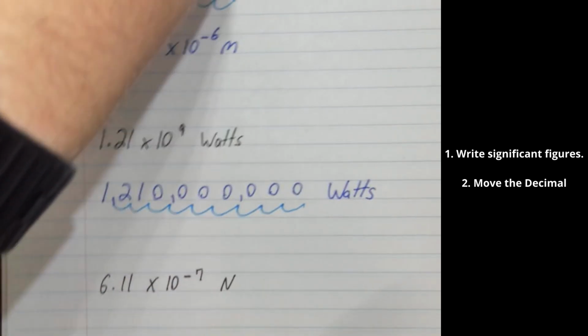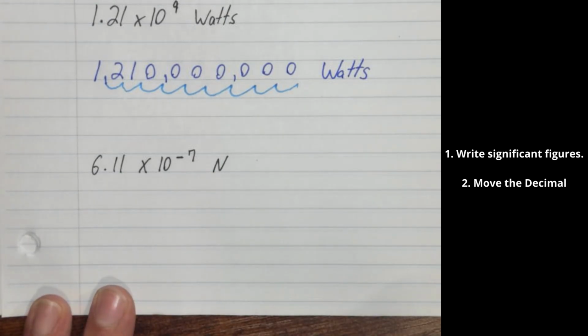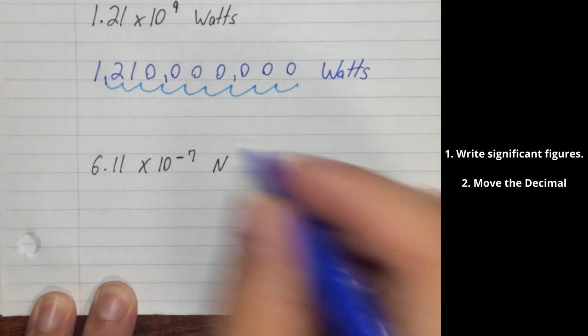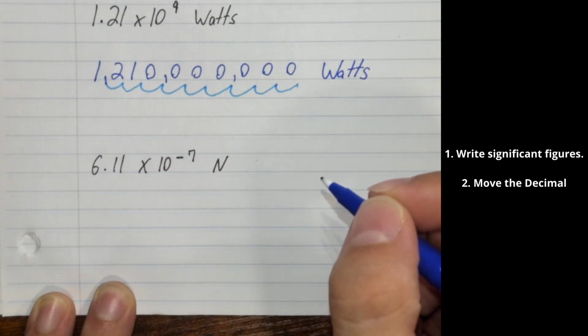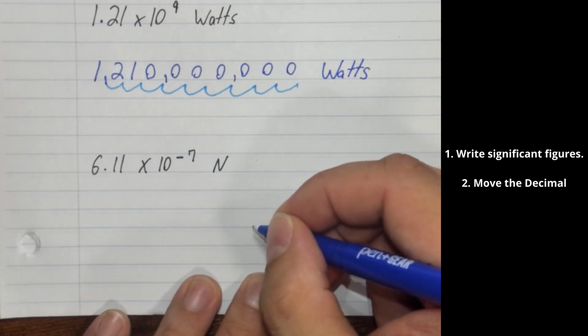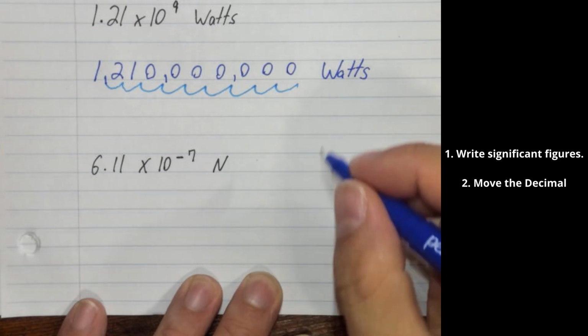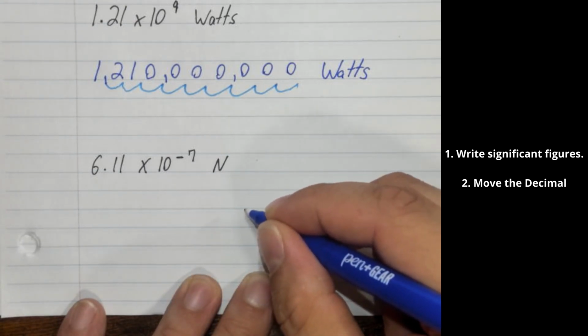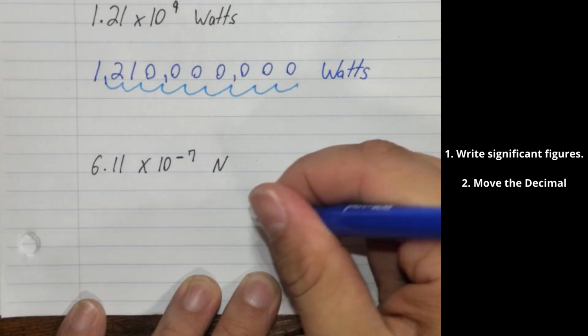Okay, last one. How to take a scientific notation number and put it in standard format for a really small number. So I've got 6.11 times 10 to the negative 7 newtons. All right, different process. I'm going to be moving the decimal to the left because I have a negative here. So I'm going to give myself room to put my leading zeros, my insignificant zeros, to that side.